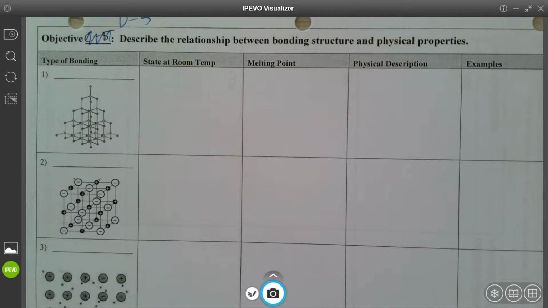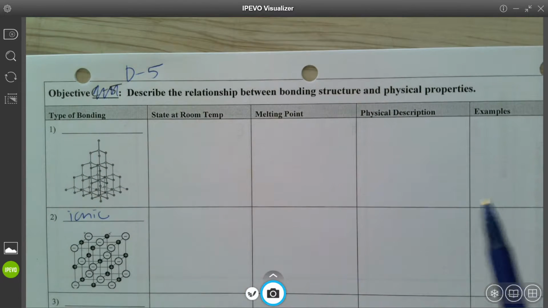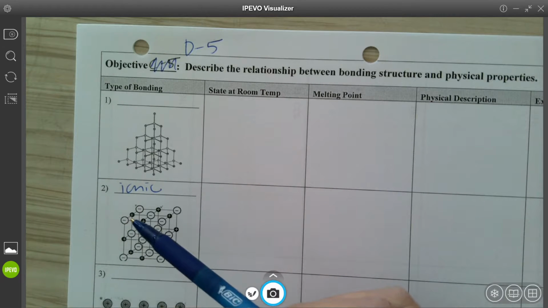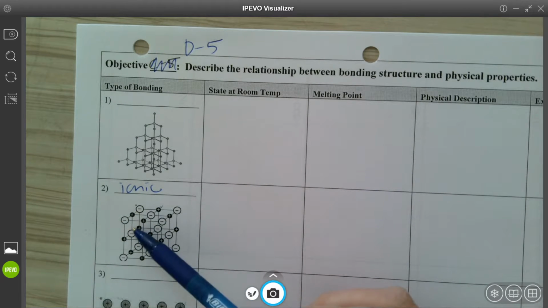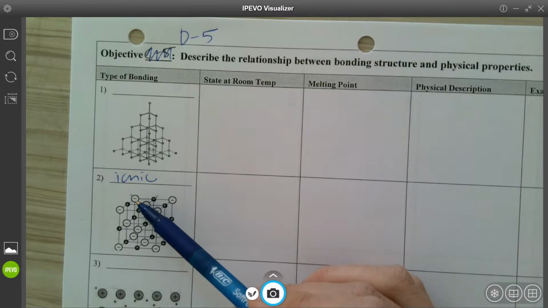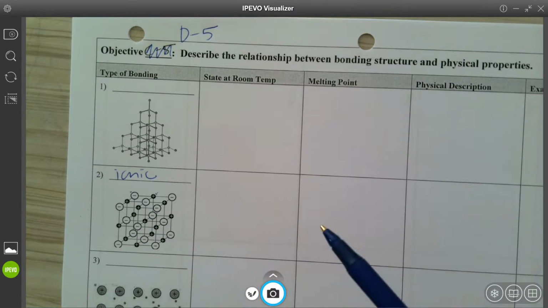All right, which one is ionic? Maddie. Number 2 is ionic because you can see the positive and negative ions arranged in a repeating pattern in a crystal lattice. So these are positive and negative ions. That's too big to be an electron. That's not an electron. That's a negative ion. That's a positive ion.